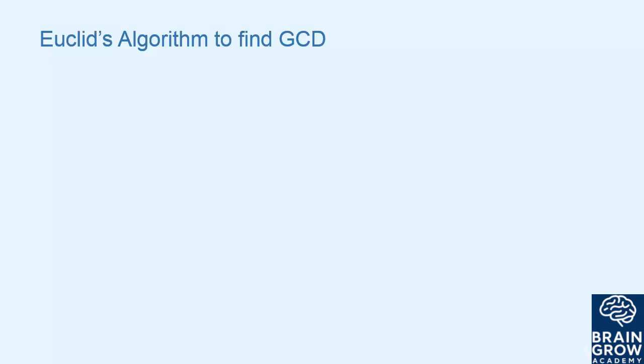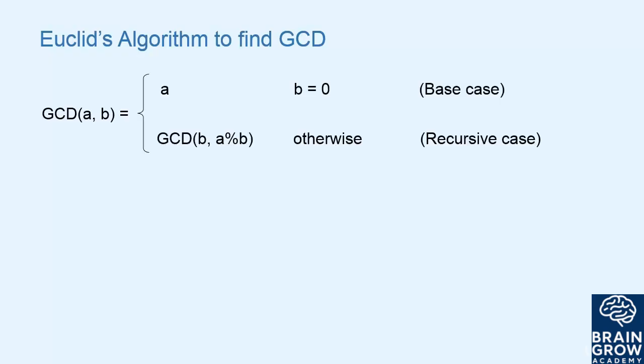In this video, we'll see how to find greatest common divisor of two numbers using Euclid's algorithm. Now, greatest common divisor of two numbers a and b is equal to a if b is equal to 0. Otherwise, it is equal to greatest common divisor of b and a modulus b. Now, suppose we have to find greatest common divisor of these two numbers 36 and 22.